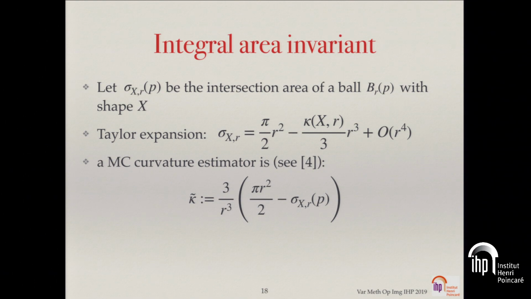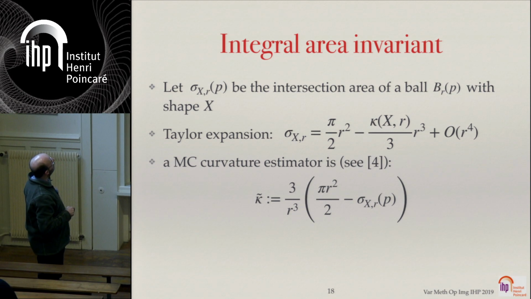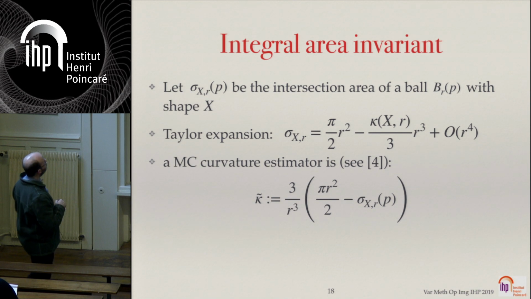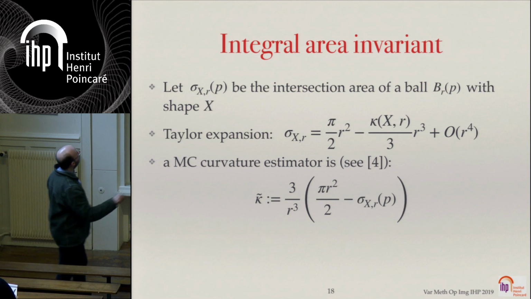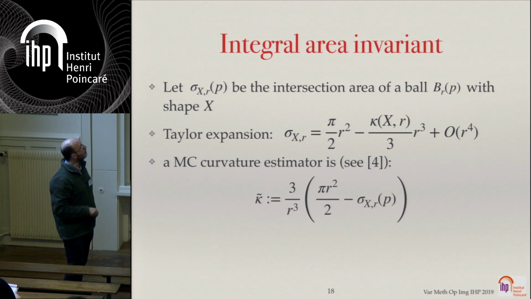And we can show it explicitly by taking a disk. We consider the area of the intersection between a ball and a shape, where P is a point on the perimeter. If we expand this expression as a Taylor expansion, the curvature comes up explicitly as a cubic term. So we can provide an estimator for kappa just by reordering this formula. Here you have half the area of the disk that I've just described. So it's really quite simple.